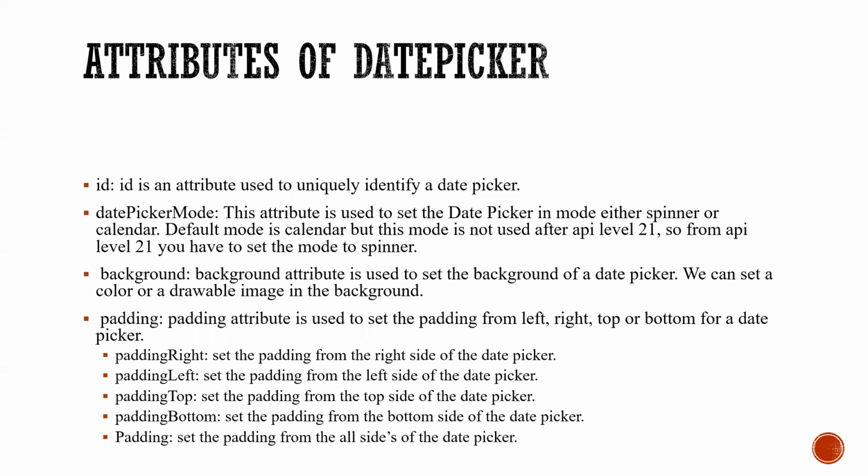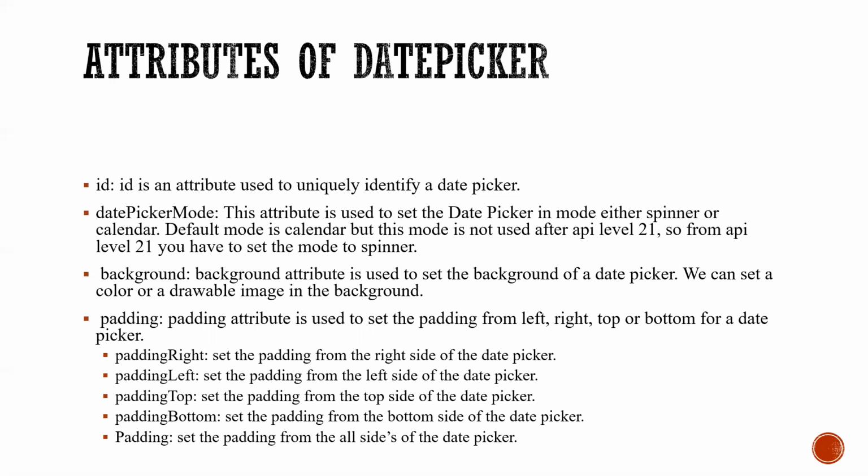What are the attributes of a DatePicker? These are some of the attributes of DatePicker. The most important attribute is ID. ID is an attribute used to uniquely identify a DatePicker. And next is DatePicker mode. This attribute is used to set the DatePicker mode to either spinner or calendar. The default mode is calendar, but this mode is not used after API level 21. So from API level 21, you have to set the mode to spinner, which means that you can spin the date and select the appropriate date for your app.